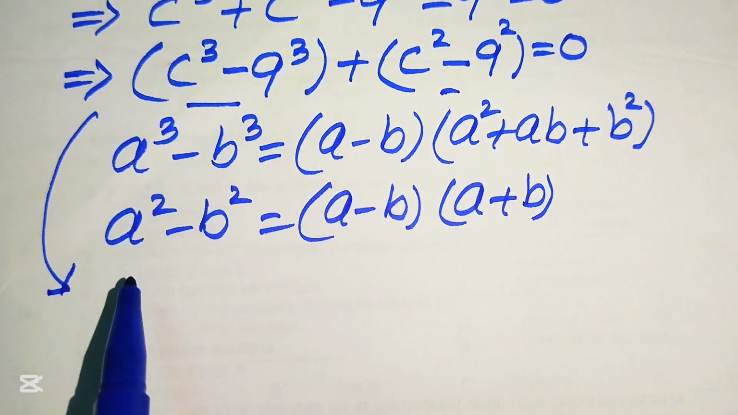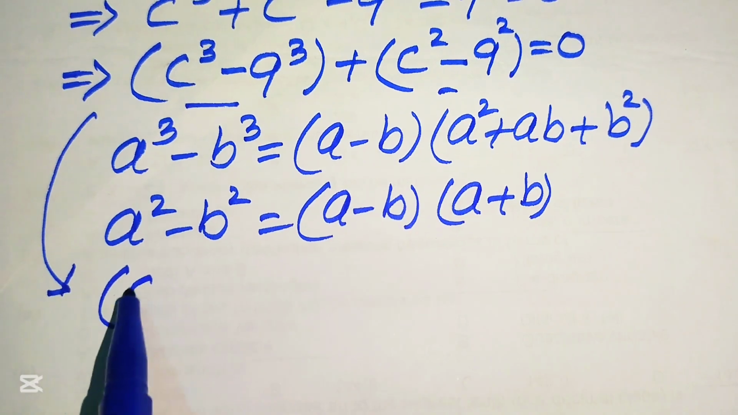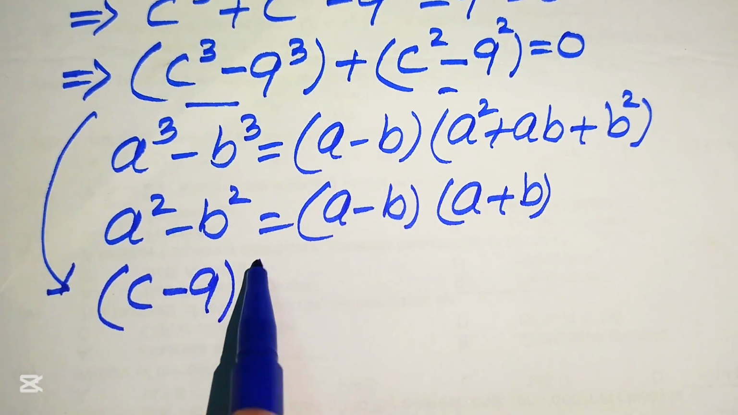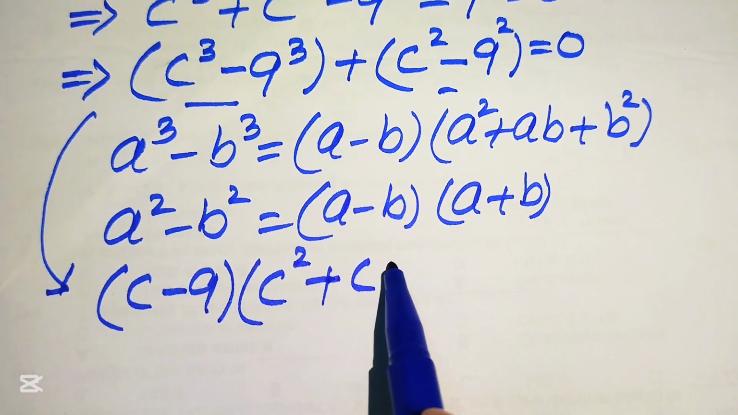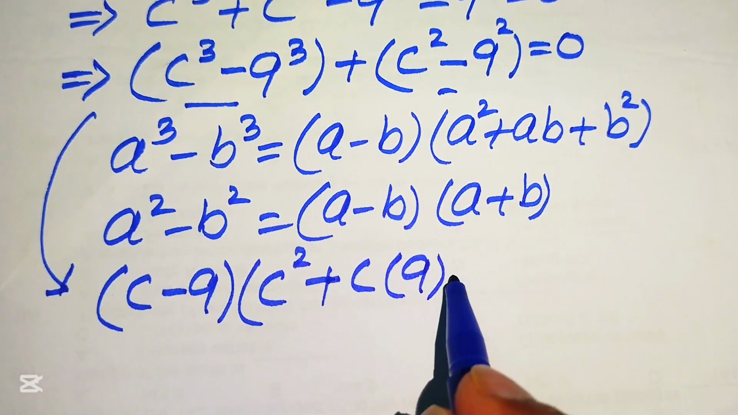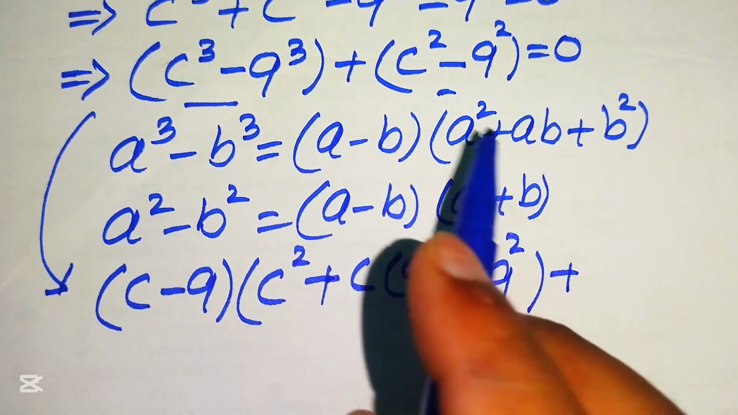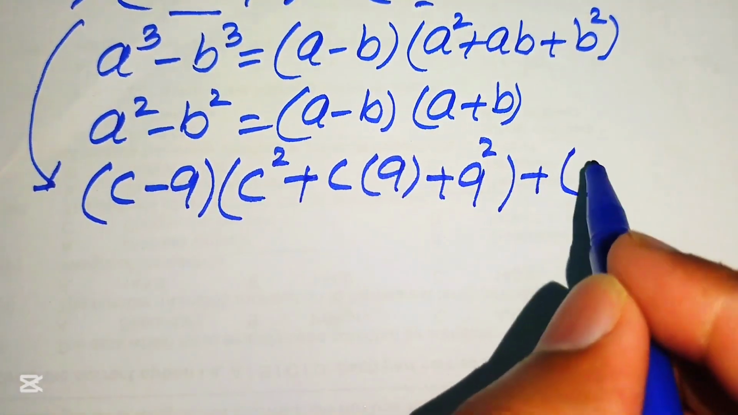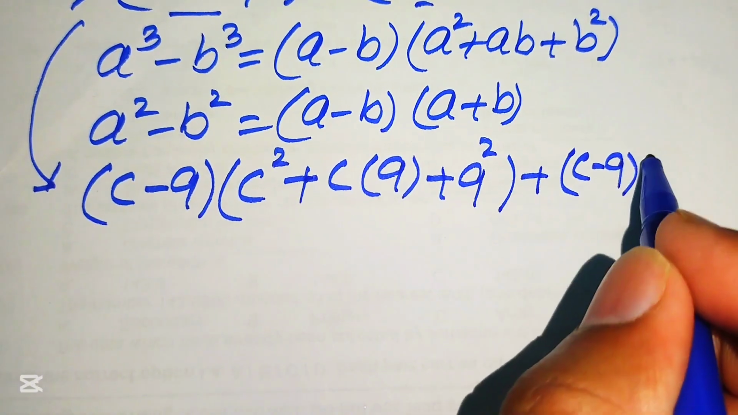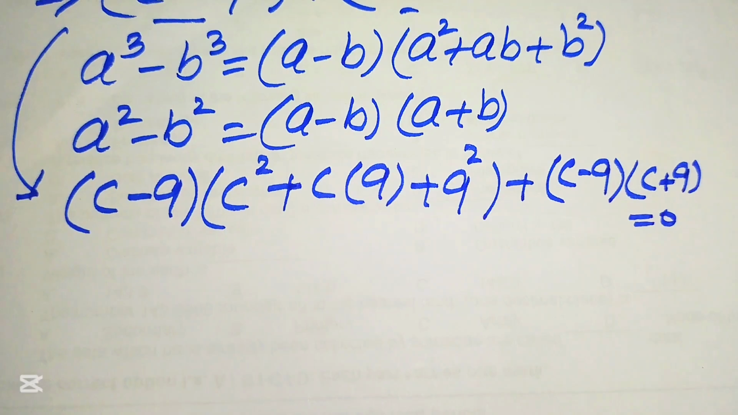So this equation is written as c cubed minus 9 cubed equals c minus 9 times c squared plus c times 9 plus 9 squared, and plus we have c squared minus 9 squared, which equals c minus 9 times c plus 9, and this whole equation equals 0.